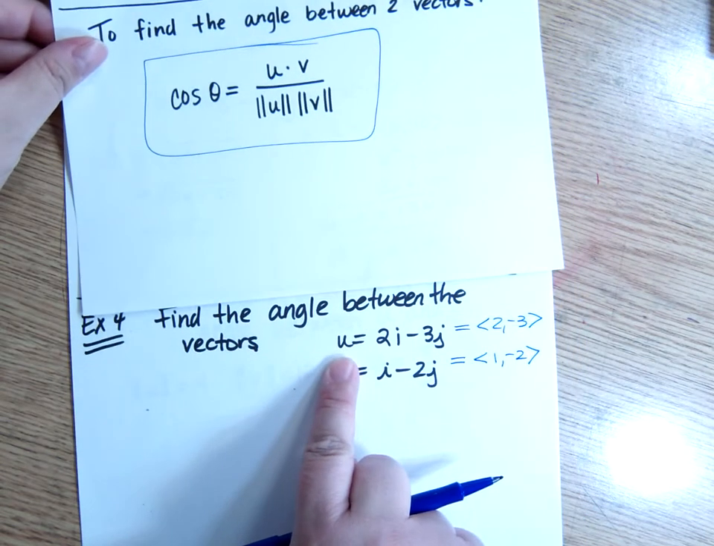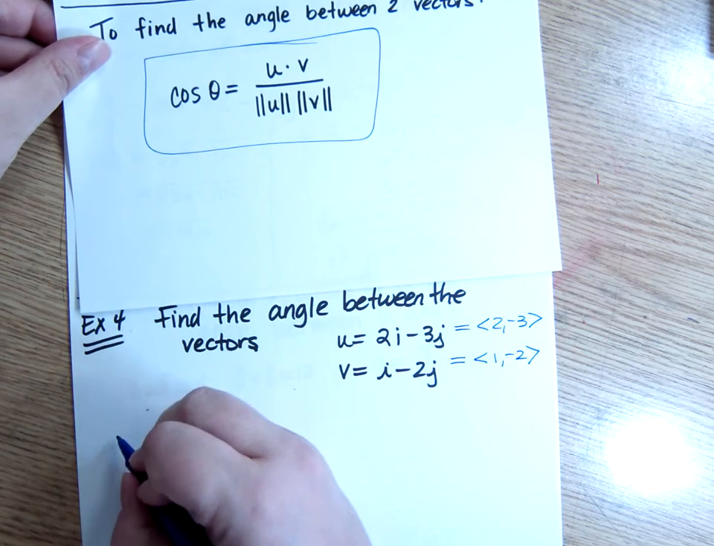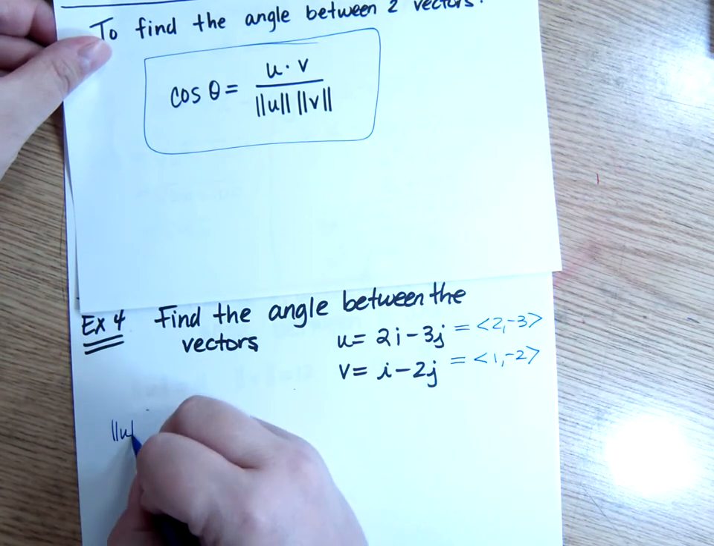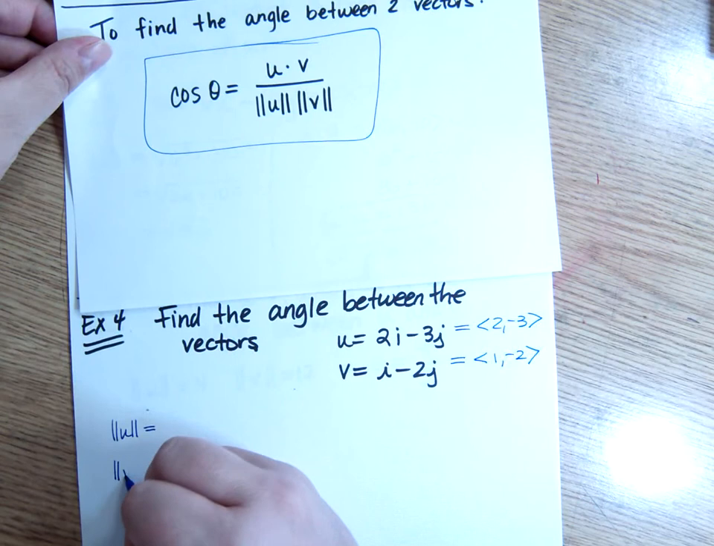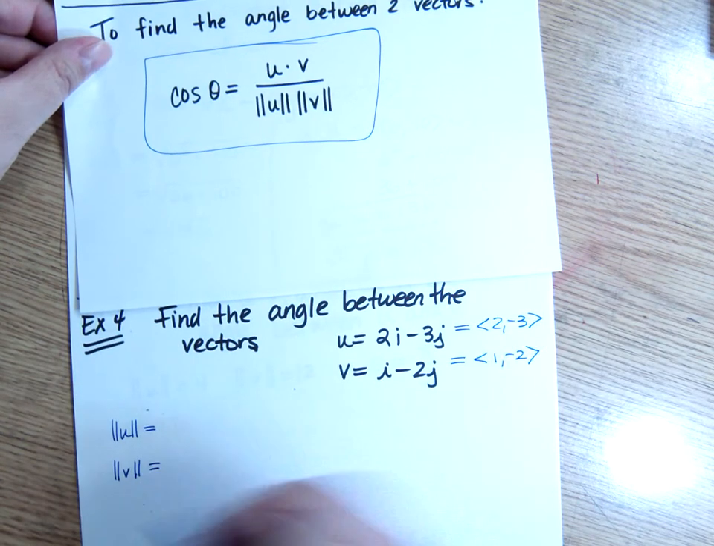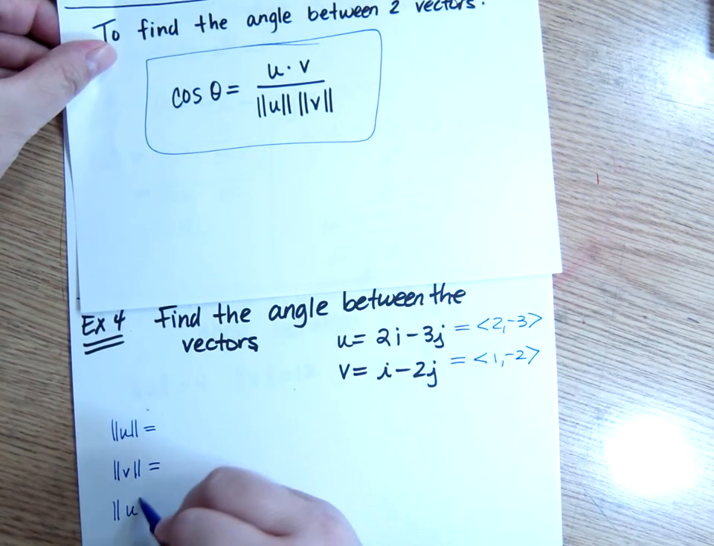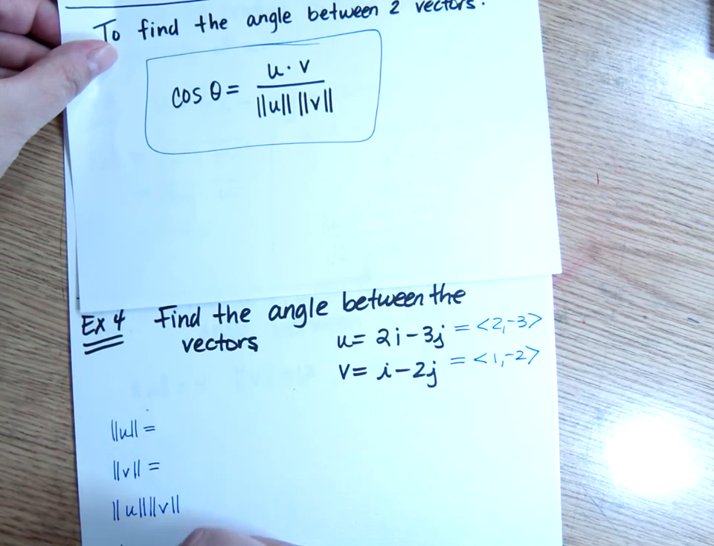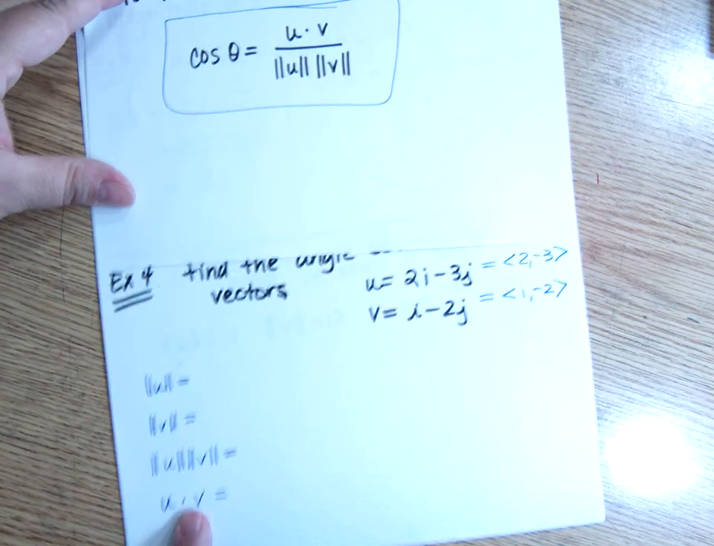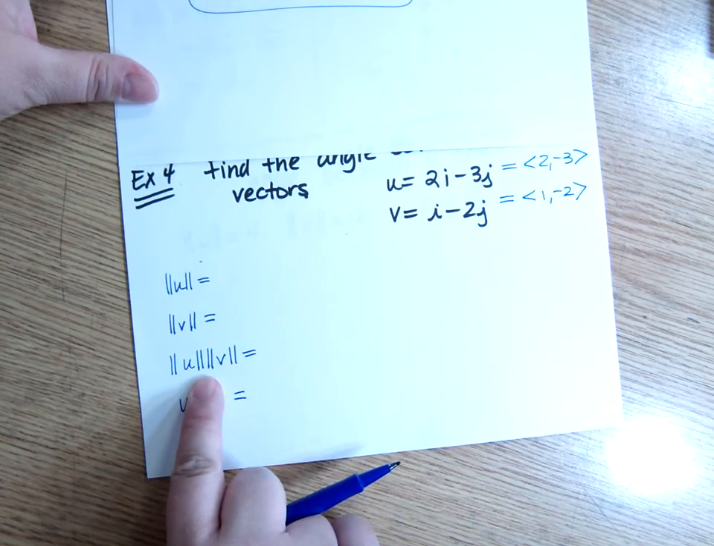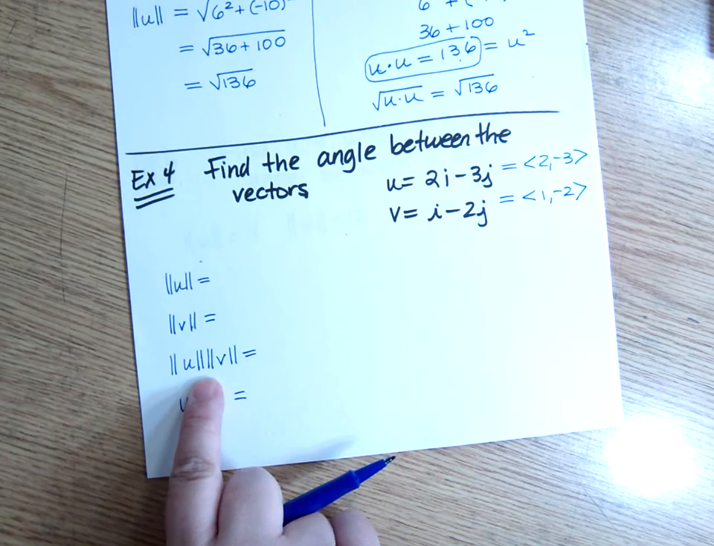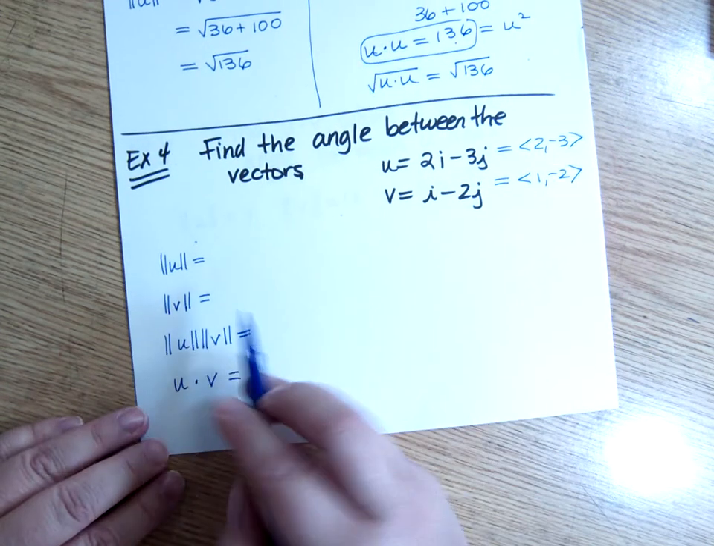I need to find the magnitude of u. I need to find the magnitude of v. I need to find the product of those two things. And I need to find the dot product of u and v. And then I can just put this on top of this and say that's the cosine of theta. Now what am I going to have to do there? You might want to think ahead there, but let's go ahead and dive in.